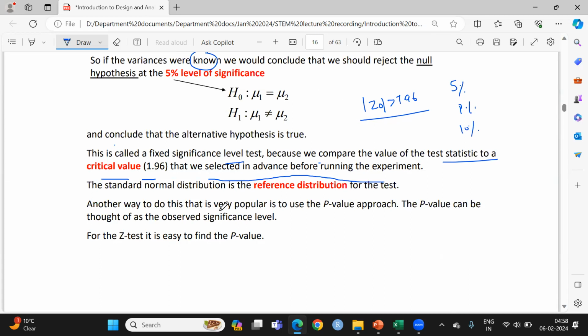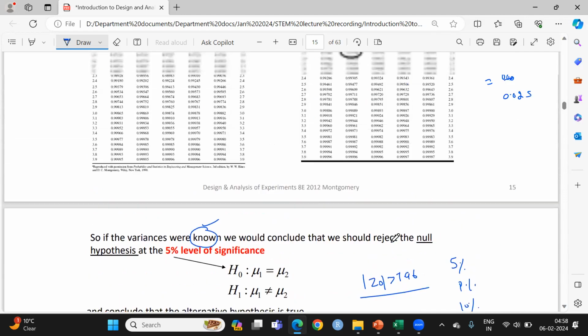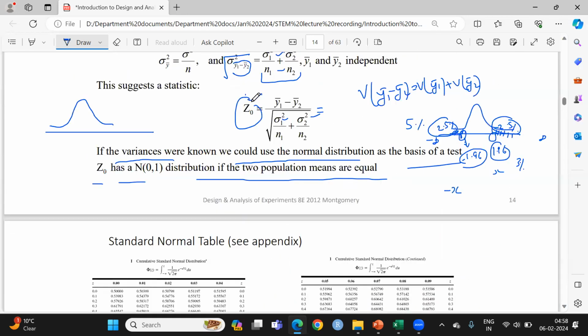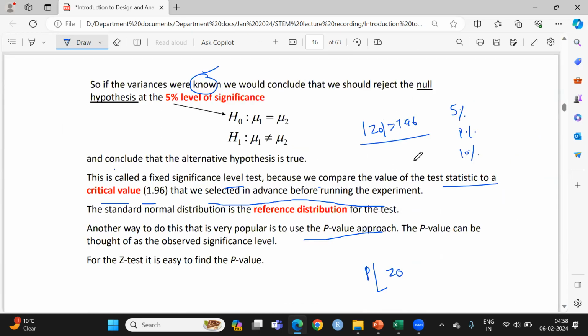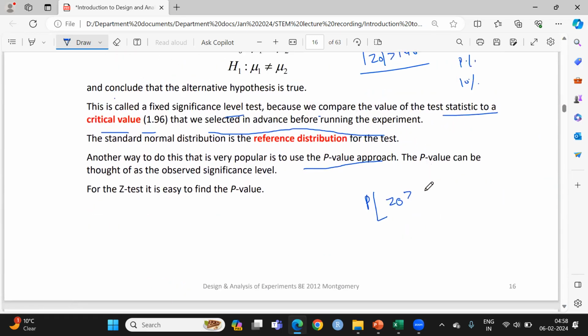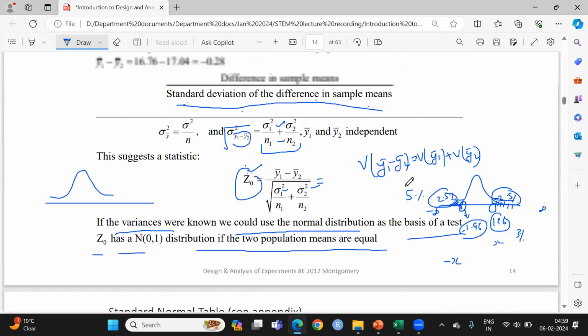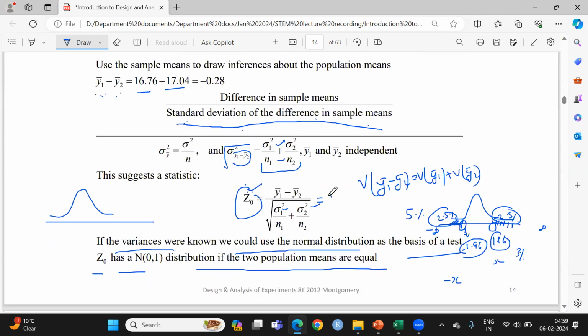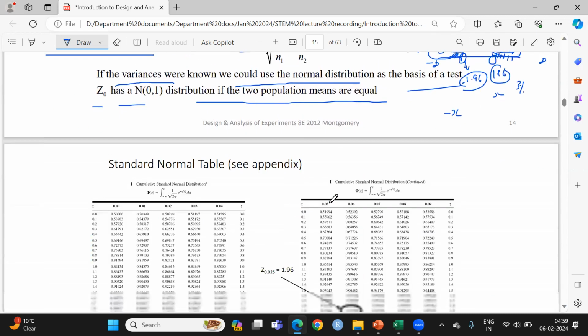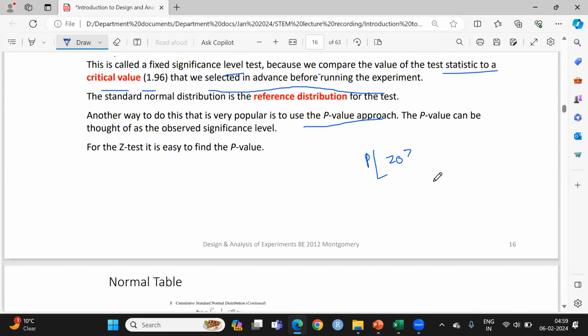So another way to do this, that is very popular, is to use the p-value approach. Okay, the p-value approach means that we first derive the probability. The formula that we are using is called the test statistic. Okay, what is the probability that this statistic is greater than a particular value? For example, let us suppose this is the value of x we got after putting the values in that formula. So what is the probability that we got here?